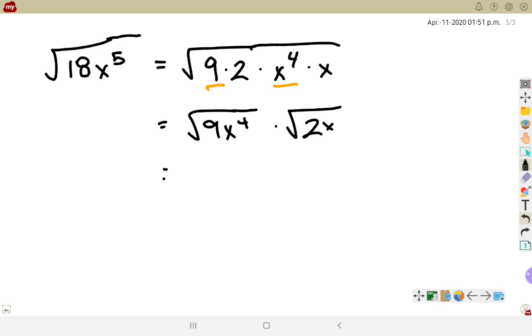The square root of 9 is 3. The square root of x exponent 4 is x squared. Just divide the exponent by the index of 2. And then we're still multiplying by the square root of 2x. Okay, and I can work backwards as well.